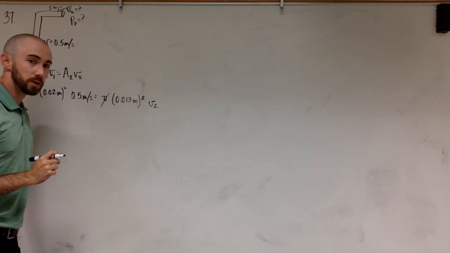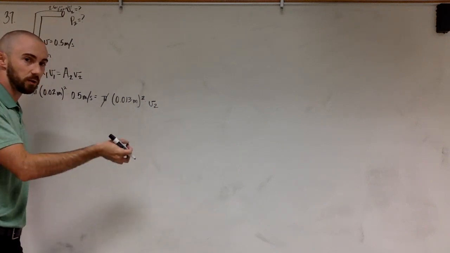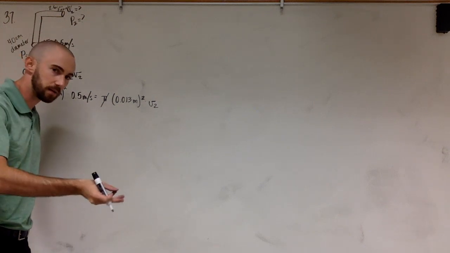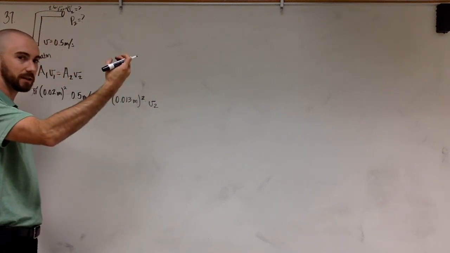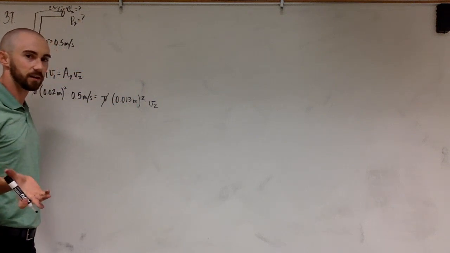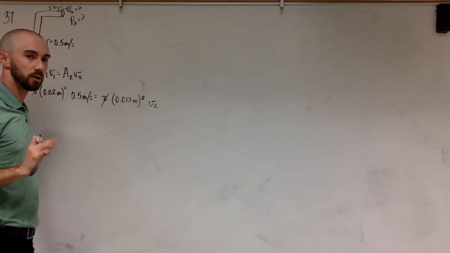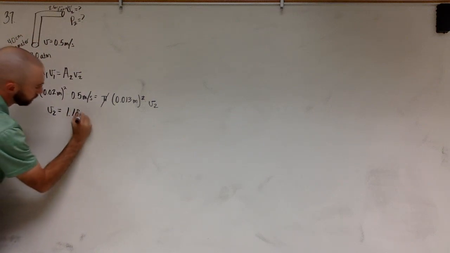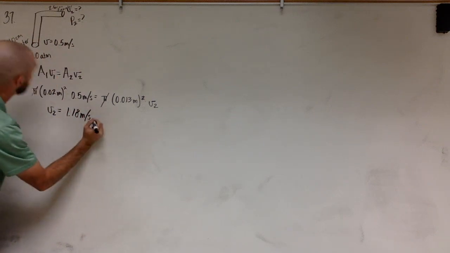Notice, the equation of continuity, the amount of stuff flowing in to flowing out, doesn't care about pressure. That's just a physical fact of reality. The amount of junk I push into one end has to be the same amount that comes out in the other end. We have incompressible fluids, so it is. So good, don't need pressure. When we solve for V2, we get a velocity of 1.18 meters per second.